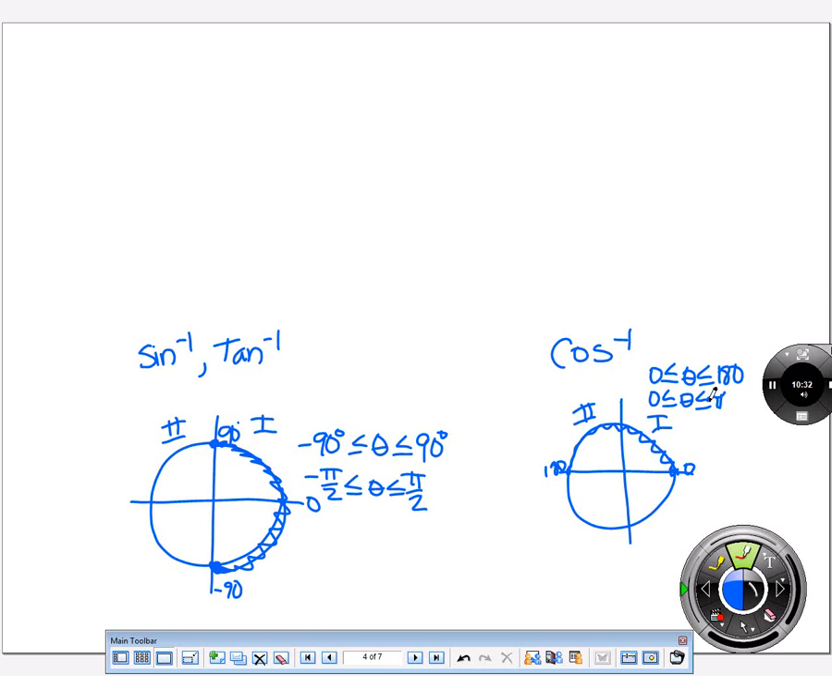So that's how we decide the inverse sine of 1/2 is 30 and not 150, because for inverse sine we only pick the angles that fall between negative 90 and 90. 150 would be too big. It's out of this range, so that's why we just list 30 as the answer and not 150.